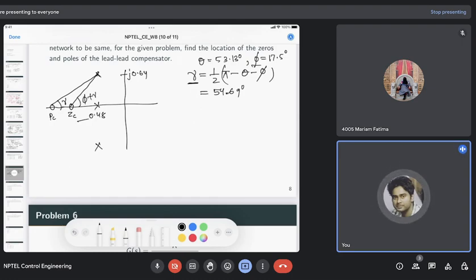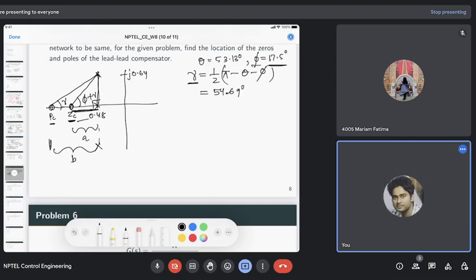So the total angle contribution of this compensator is the angle from the zero minus the angle from the pole. Phi plus gamma minus gamma is phi again. This is what we need, an angle contribution of 17.5. Now we just compute the location of this pole and zero. Again we can construct a triangle here. This is 90 degrees. Let this distance be A, and the distance from the pole to the point 0.48 be B.